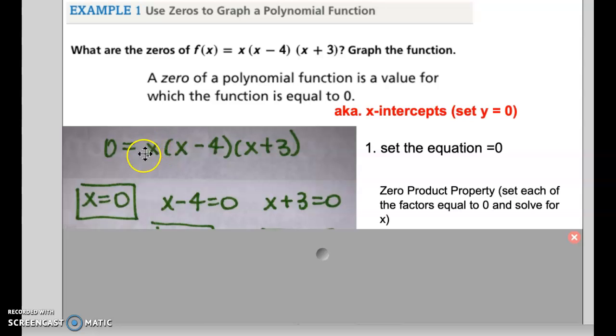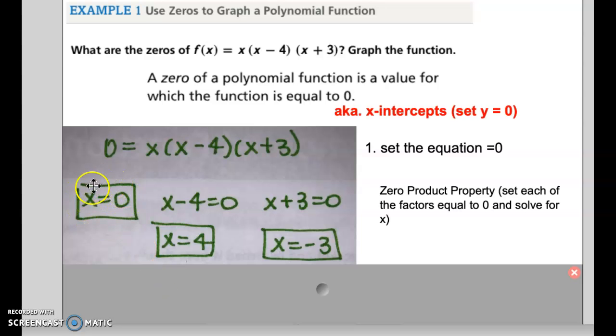So I even set this x equal to 0, this whole factor equal to 0, and this whole factor equal to 0. And then I have 3 answers. I have, this is already solved for x. I add 4 to both sides to get x equals 4, and I subtract 3 from both sides to get x equals negative 3. And those are my zeros of the function.